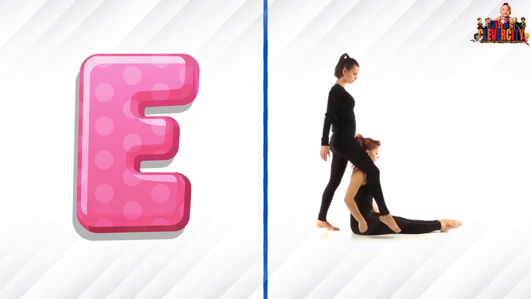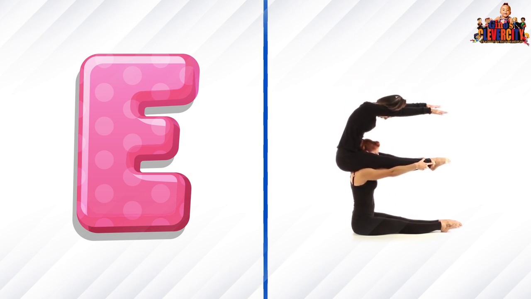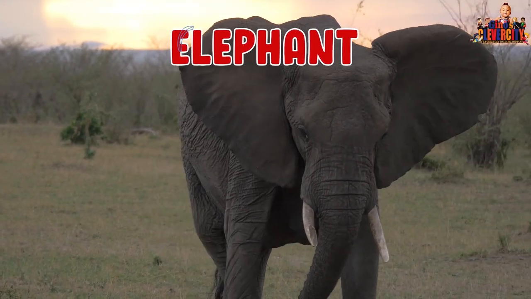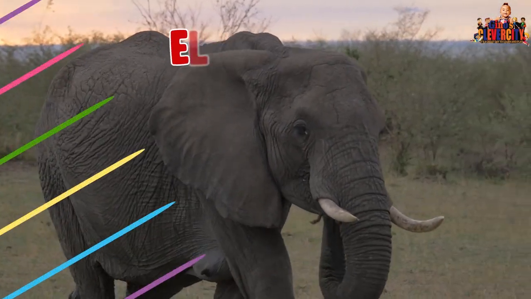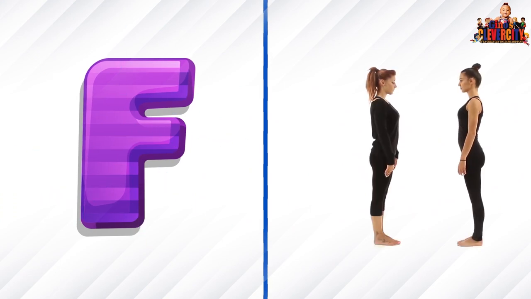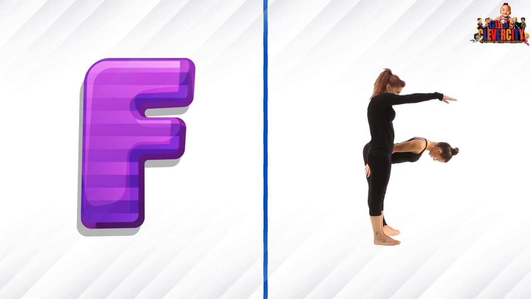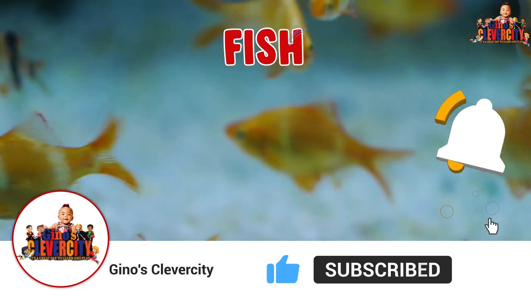E. E is for elephant. Elephant. F. F is for fish. Fish.